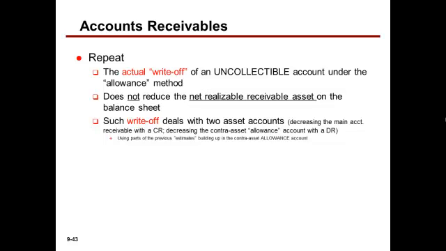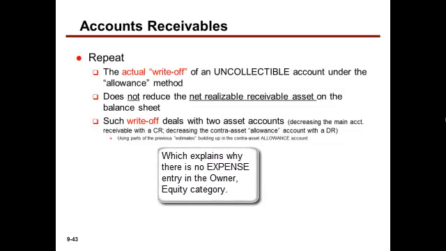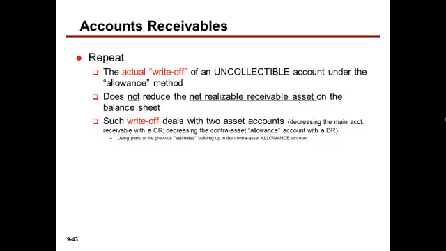Let me repeat. Actual write-offs of an uncollectible account in the allowance method does not reduce the net realizable receivable asset on the balance sheet. Such write-offs deal with two asset accounts, decreasing the main accounts receivable with a credit and decreasing the contra asset allowance account with a debit. In effect, the debit to the allowance account is using parts of the previous credit estimates built up in this contra asset allowance account. The allowance method is all about this new allowance for doubtful accounts account.